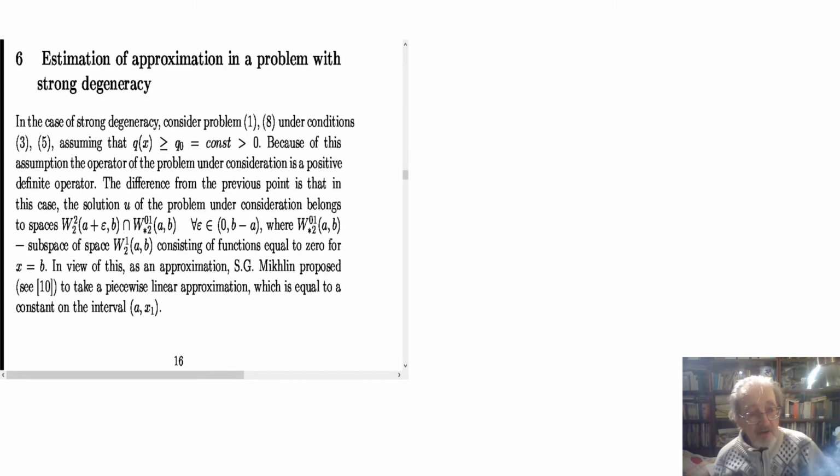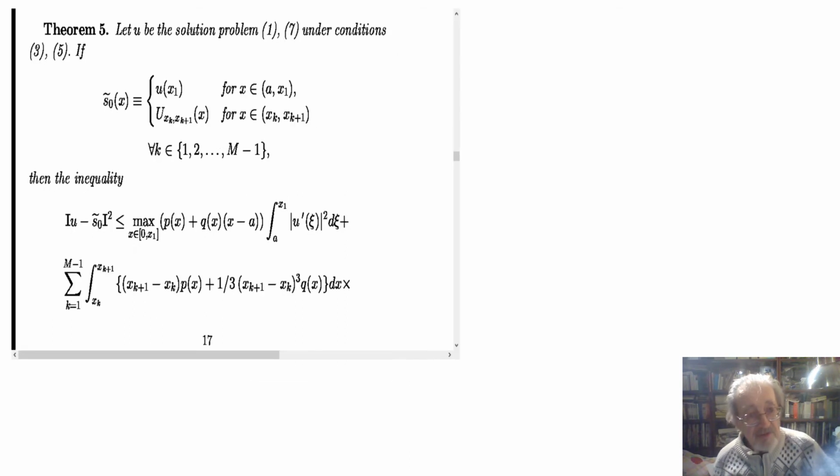And point 6. Approximation estimate in a problem with strong degeneracy. Here we have theorem 5. I can't comment on this theorem because I haven't time for it.